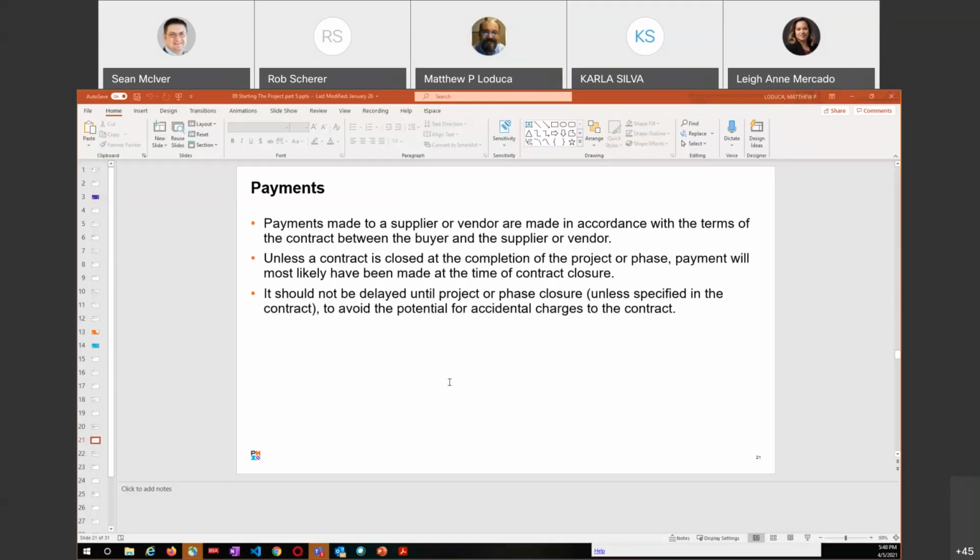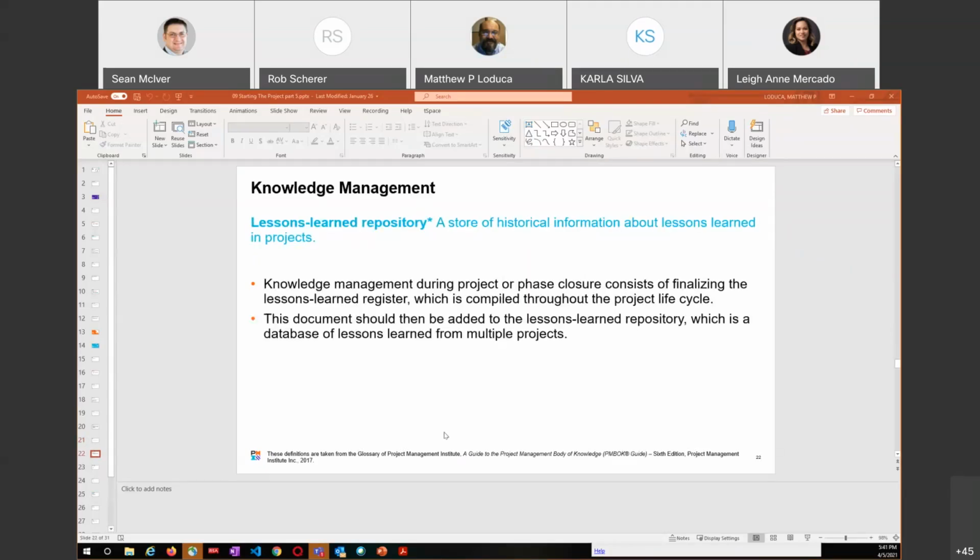It should not be delayed until the project or phase closure, unless specified in the contract, to avoid the potential for accidental charges to the contract. Again, same kind of thing. Somebody delivers a product, a step in your whole process. So for me to build this whatchamacallit, I need their thingamajig, but I won't know that their thingamajig works until I finish my whatchamacallit. So maybe you're leaving it open until then, but that would be an exception that is specified. Any questions on this part, guys? Questions? Okay.